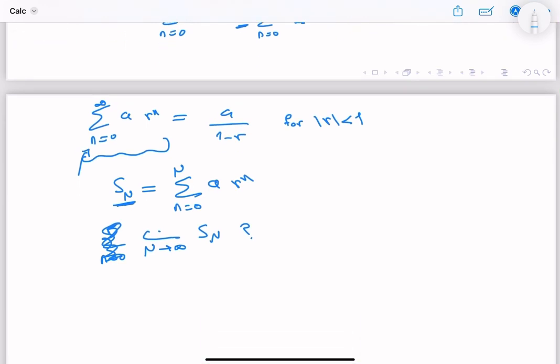So if you look at Sn, it can be rewritten as a times r to the 0. But let me just mention here that we're not taking r to be 0, right? Because if r is 0, then this sum is just 0. We're not interested in that.